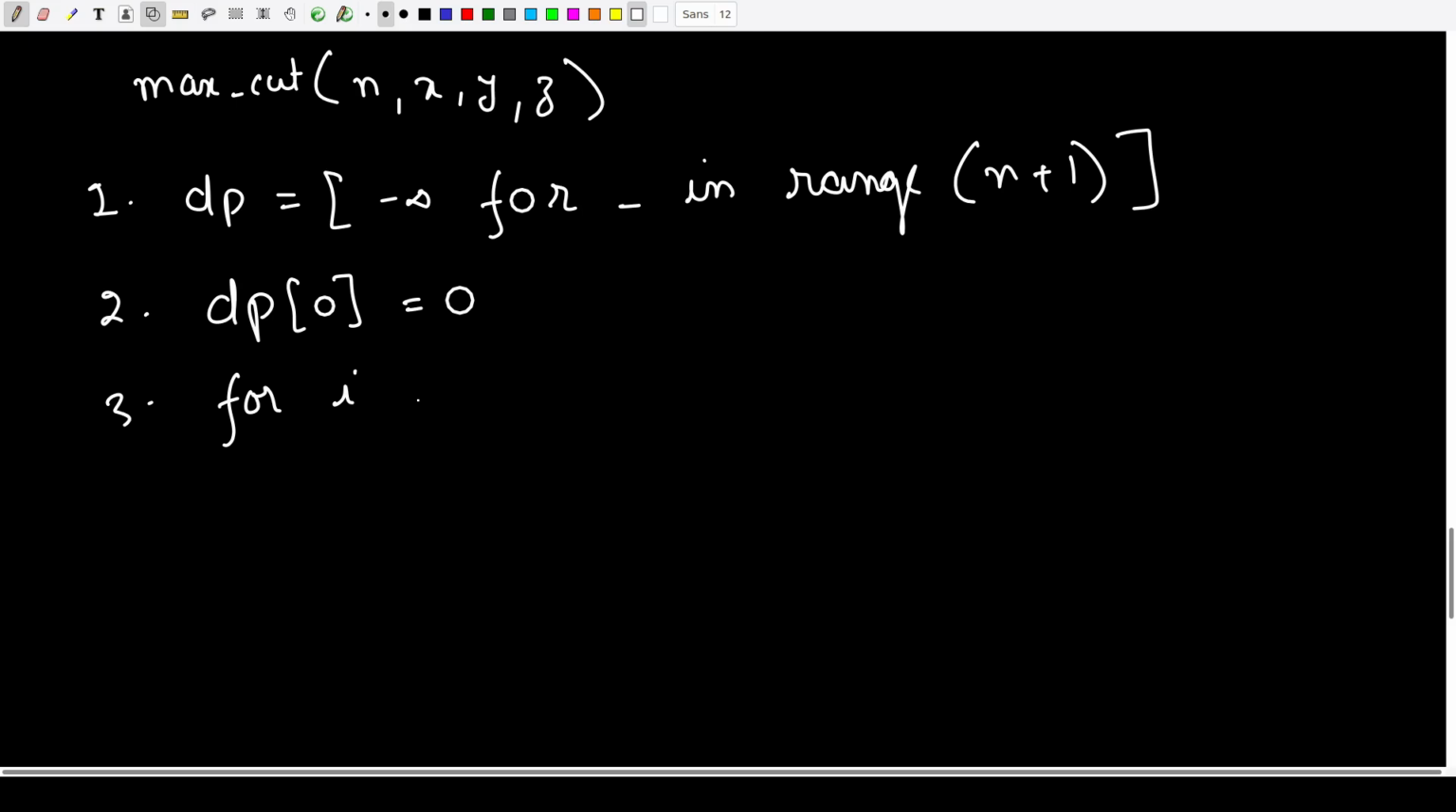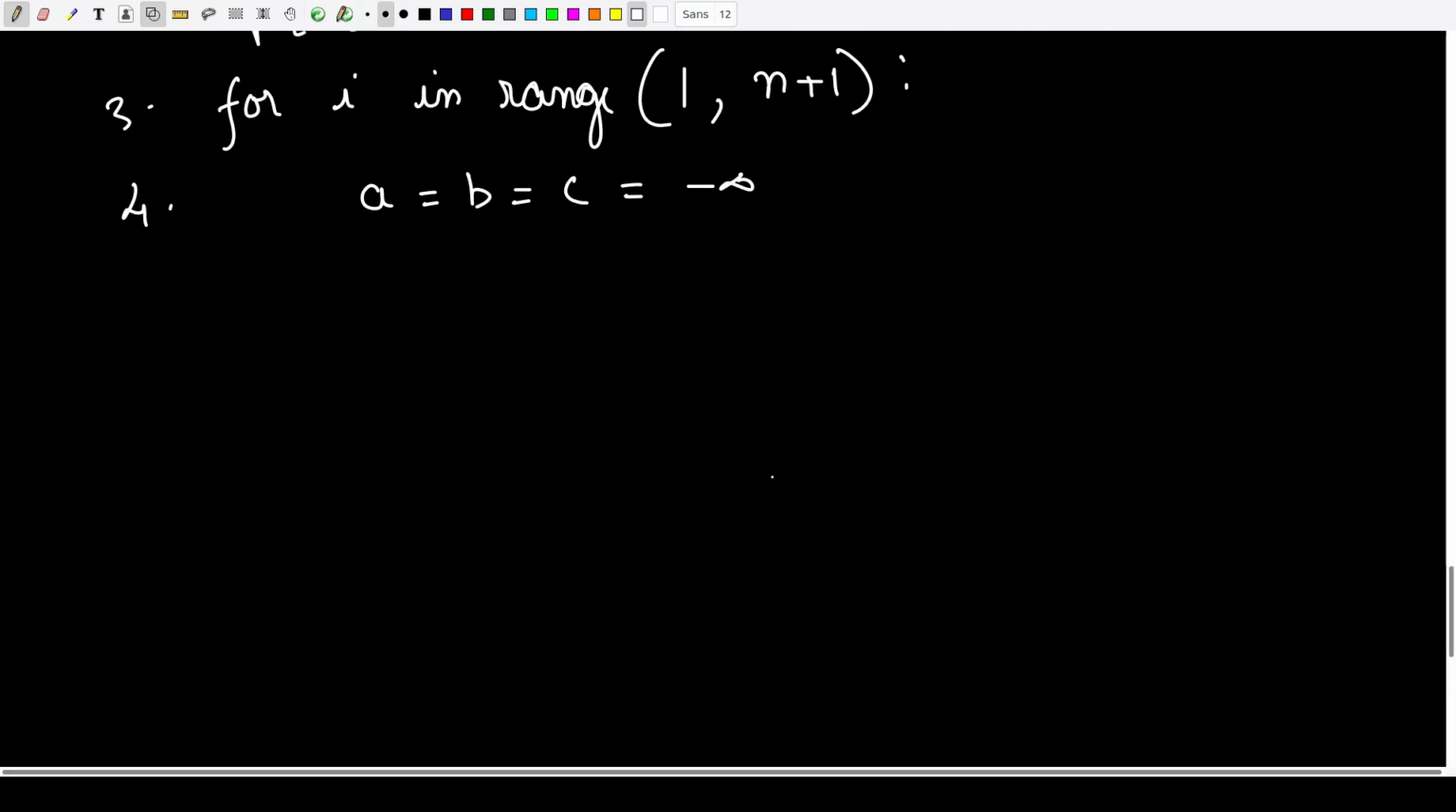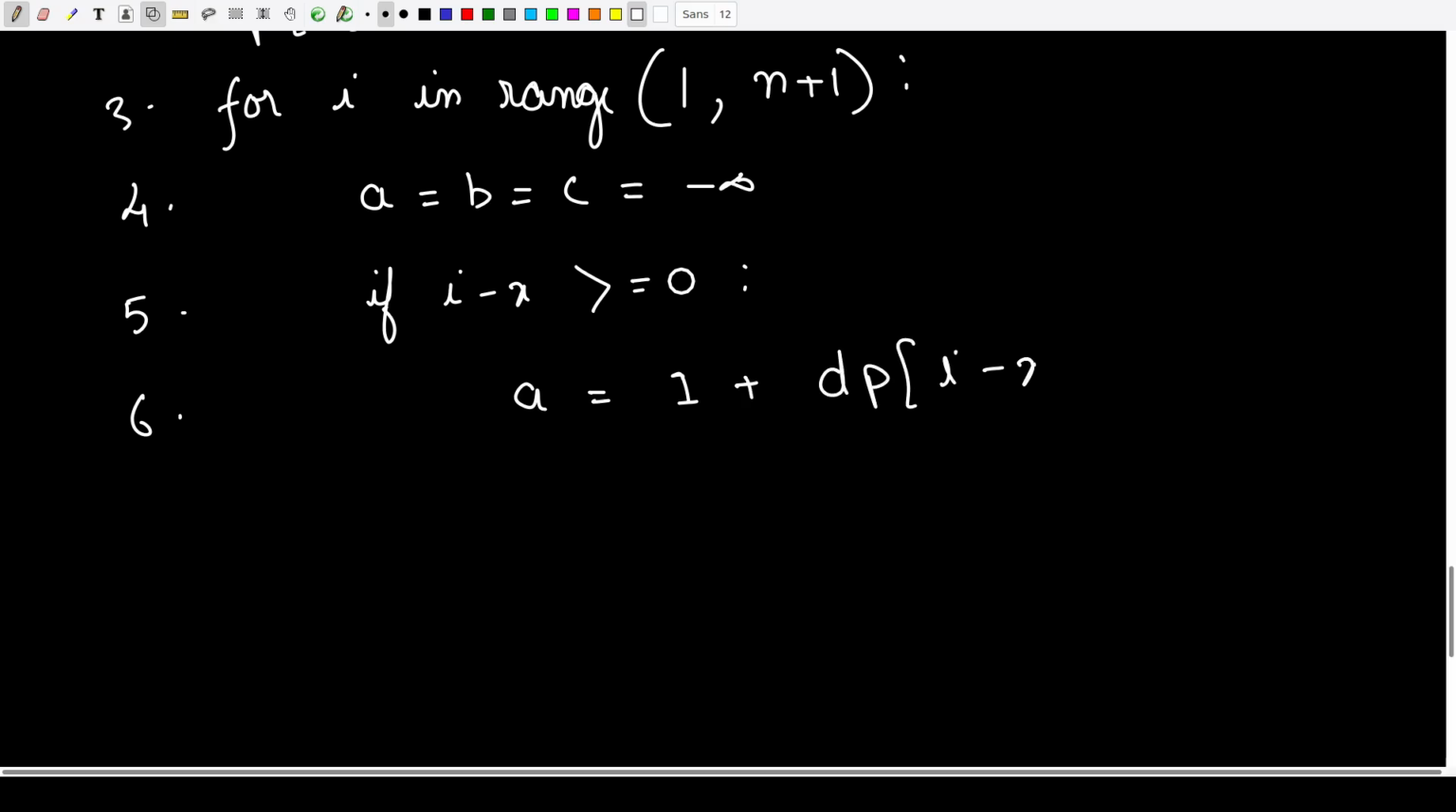So for that reason, for i in range of 1 to n plus 1, let's have three variables a, b and c with us, and the initial value of these three variables is minus infinity. And now let us see whether it is possible to make a cut of x or not. So if i minus x is greater than or equal to 0, then it is possible to make a cut of x. Now if we have made a cut of x, then the value of a will be 1 plus dp of i minus x.